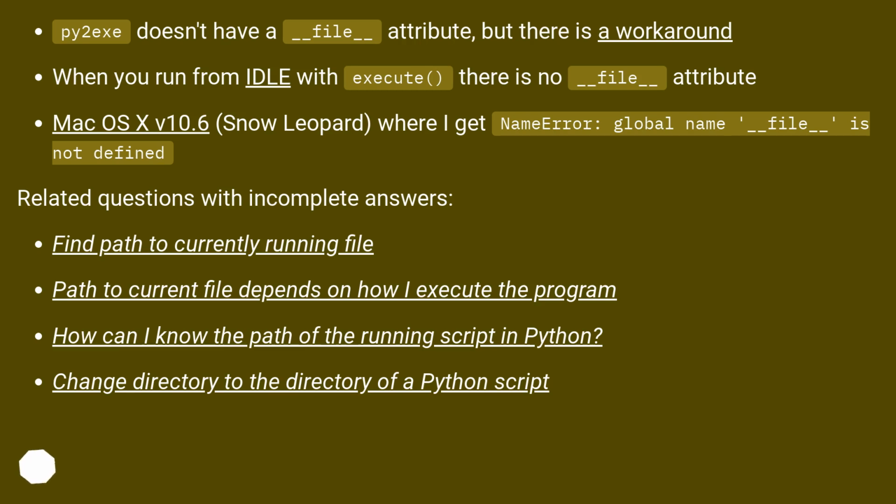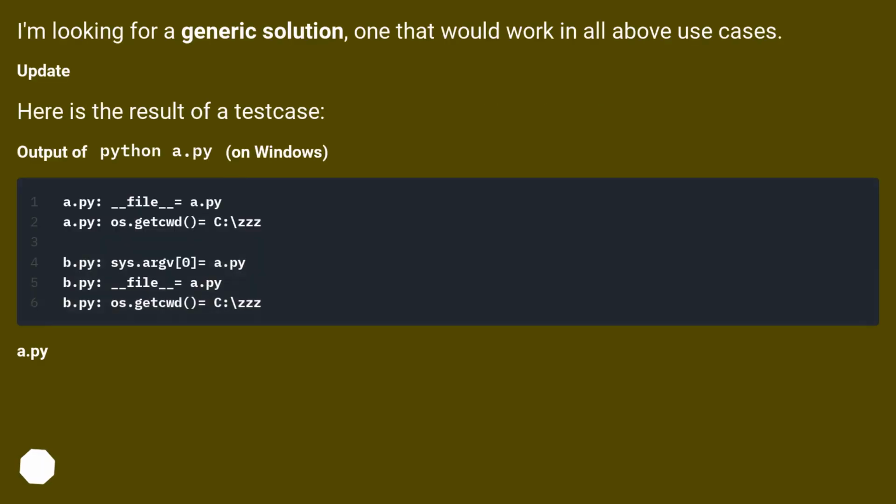Related questions with incomplete answers: Find path to currently running file. Path to current file depends on how I execute the program. How can I know the path of the running script in Python? Change directory to the directory of a Python script. I'm looking for a generic solution, one that would work in all above use cases.